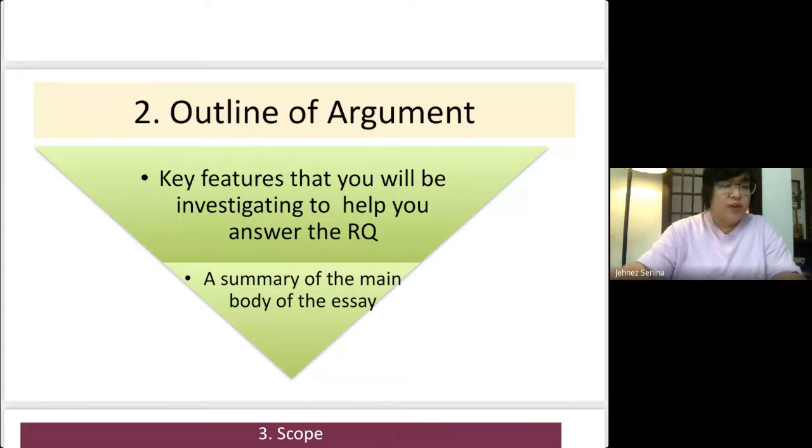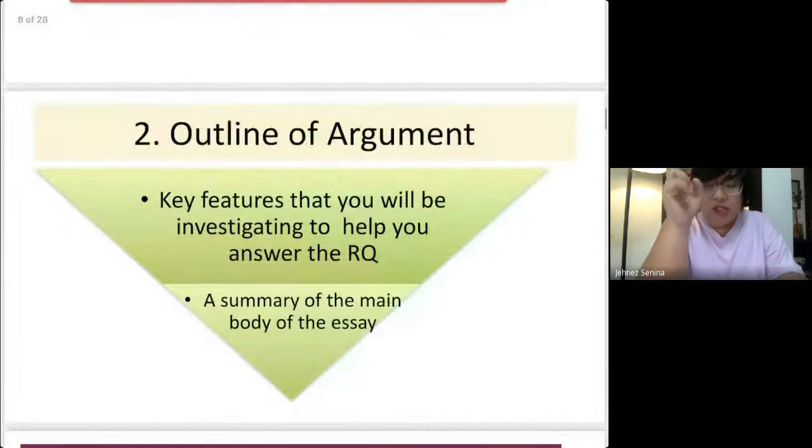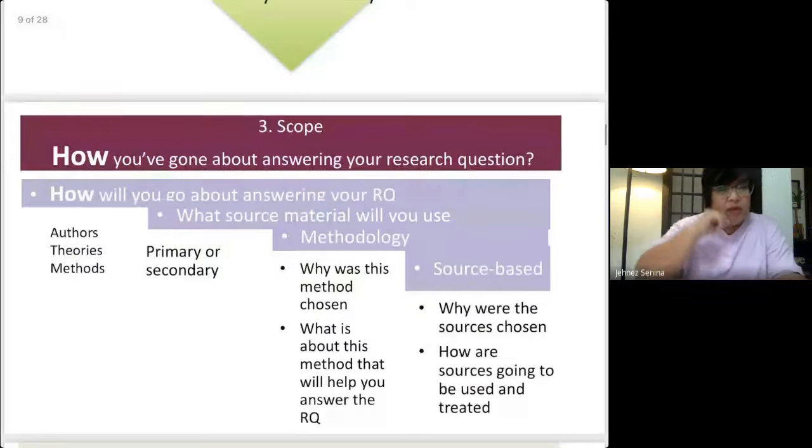I will have an interview, not interview, sorry. I'm mixing 2 and 3 in my brain. So please don't do that. Number 2 is just the main point that you're going to be talking about in the essay. Let me dive to number 3 because it kind of overlaps with number 2.